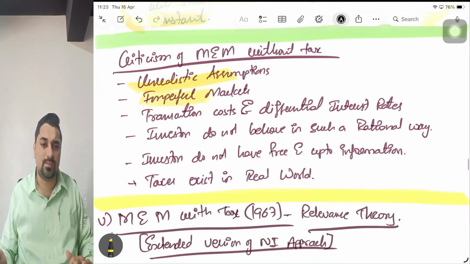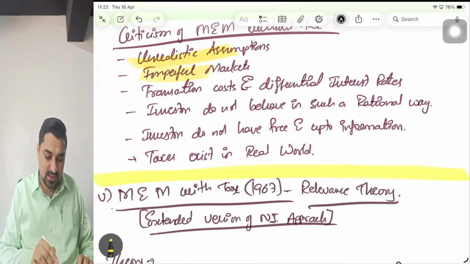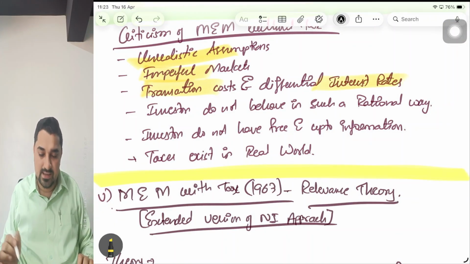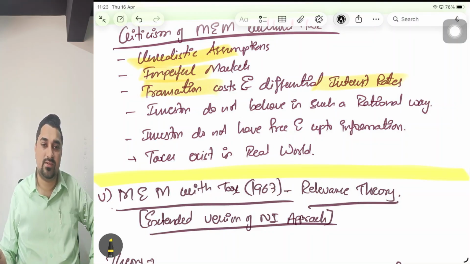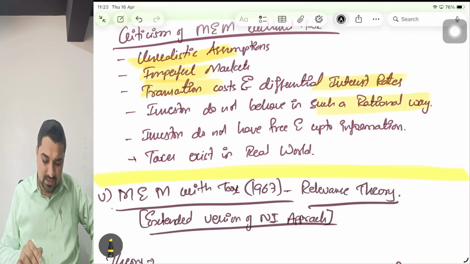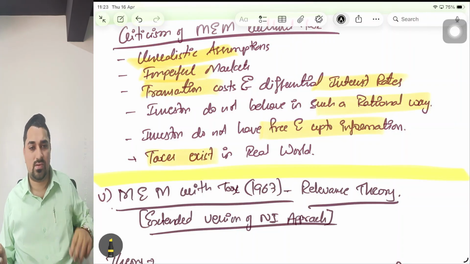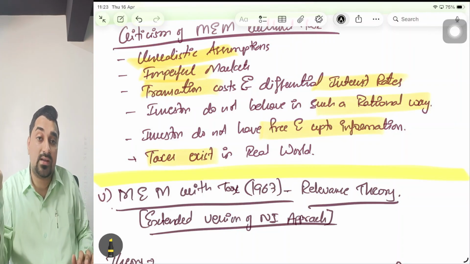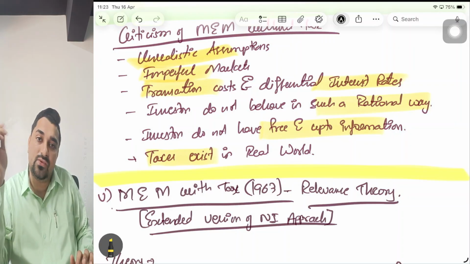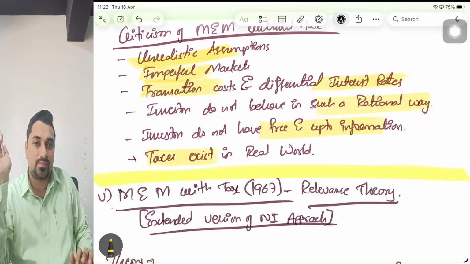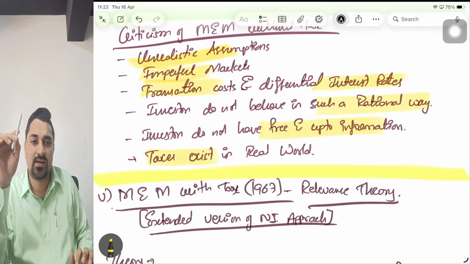The markets are not perfect. There are imperfections. There are transaction costs in real life, and the interest rates are not the same for individuals and firms. Investors will never behave in such a rational manner. Investors will not have free and up-to-date information, and taxes exist in the real world. So whatever assumptions were made by M&M have now become his criticisms. The unrealistic assumptions have turned out to be his criticisms.